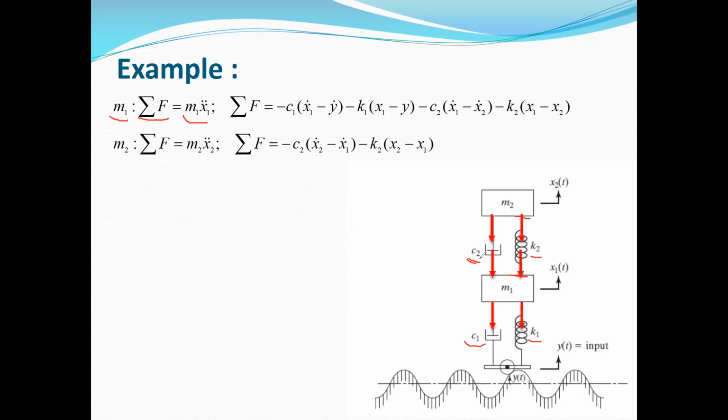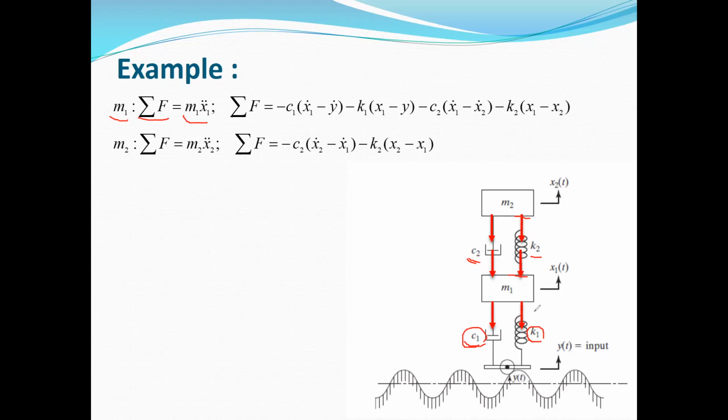For the C2, it will be C2 multiplied by (x1 dot minus x2 dot), or (x2 dot minus x1 dot). Again, according to the direction of these vectors, you can consider a different sign for x1 dot and x2 dot. The same procedure applies for the spring K1 and damper C1. The force in spring K1 is equal to K1 times (x1 minus y(t)), or (y(t) minus x1), and the force in the damper C1 is C1 multiplied by (x1 dot minus y dot), or (y dot minus x1 dot).